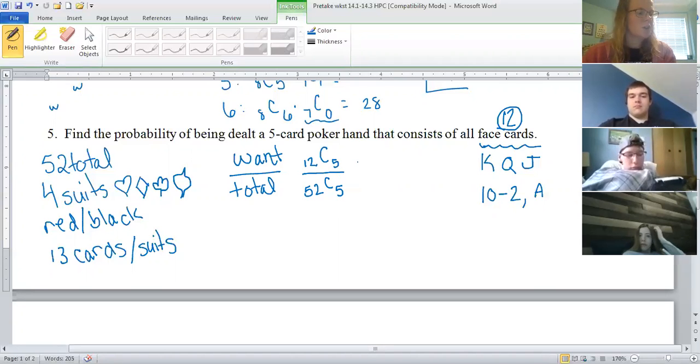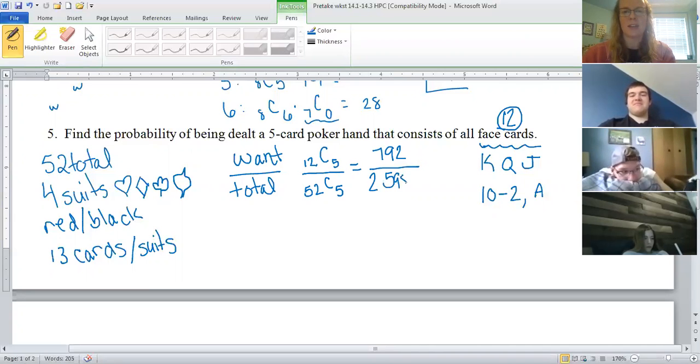Okay, so there it is. There's our probability. It's what we want out of the total. So we'll have 792 ways that we could get 5 face cards. Yikes. And then the total for how many different 5-card hands you can have, this is a ridiculously large number. 2,598,960. So you'll see that number a lot if you're doing 52, choose 5 for card problems. You see that over and over and over again.